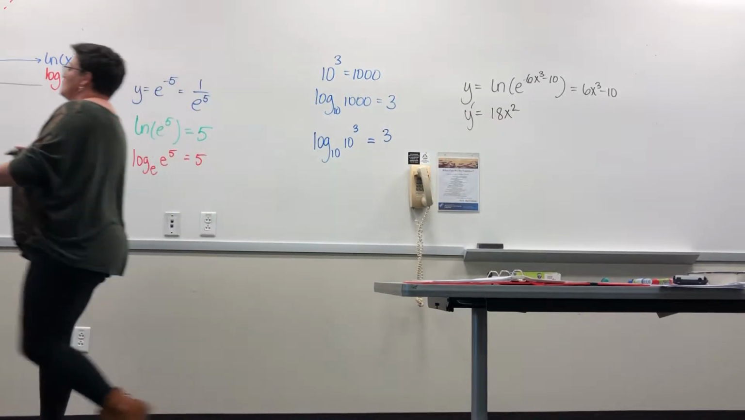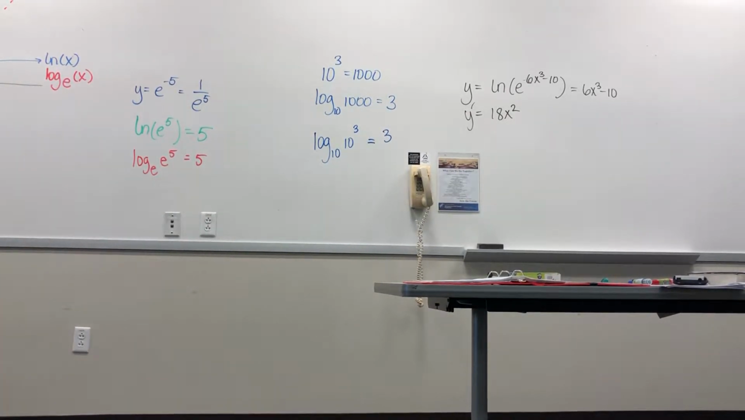What if I gave you over here, y equals e to the natural log of x cubed minus 6x. When the bases are the same, this is the answer. So this simplifies to x cubed minus 6x, and then its derivative is just 3x squared minus 6.